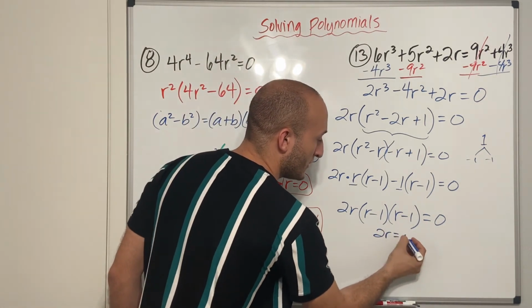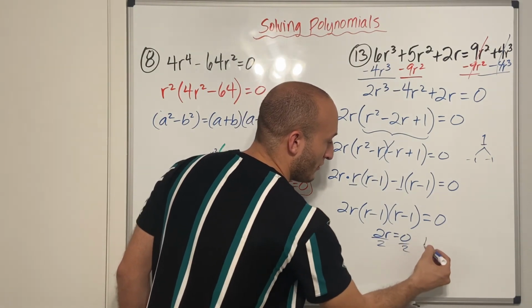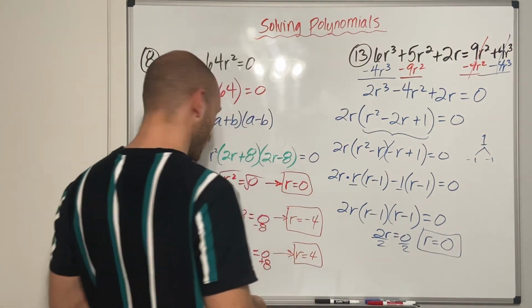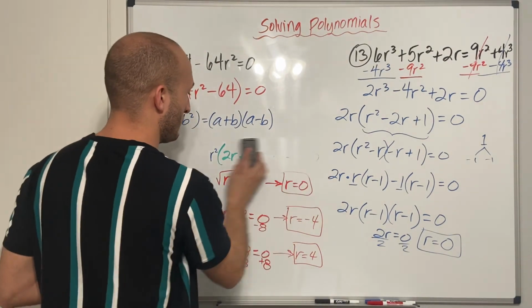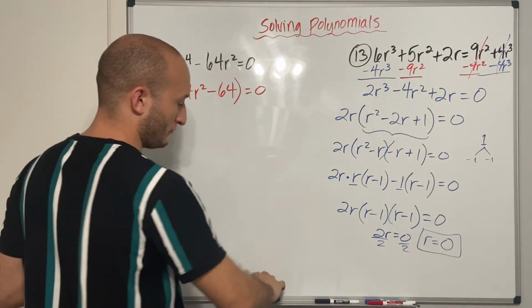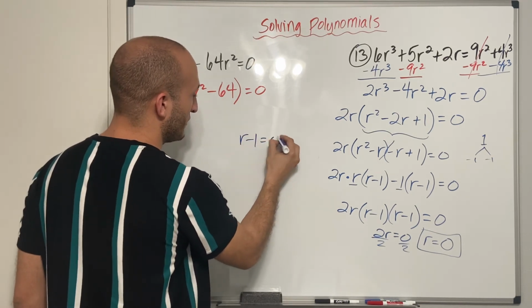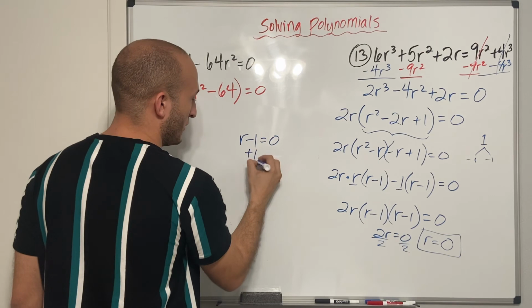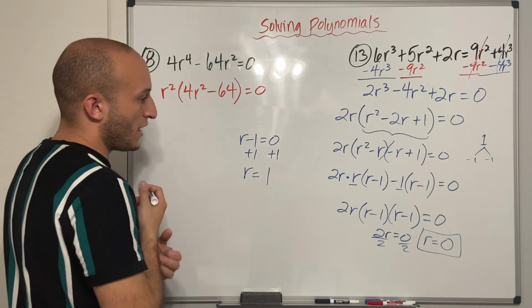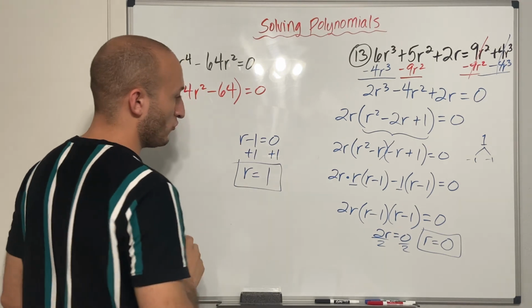So 2r equals 0. I'm going to divide by 2, r equals 0. This is one of them. Okay, I'm running out of room here, so I'm going to erase some of this. And I'm going to write r minus 1 equals 0, plus 1 plus 1, r equals 1. Okay. I do the same thing for the other one, so my two answers would be 0 and 1.